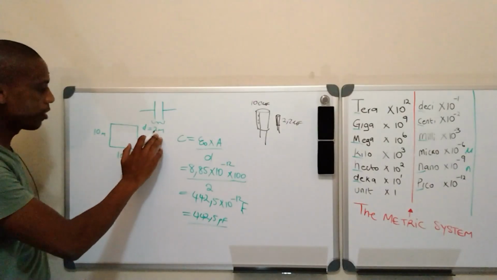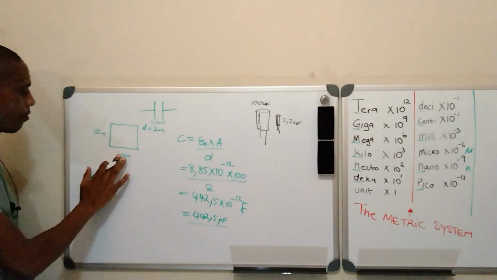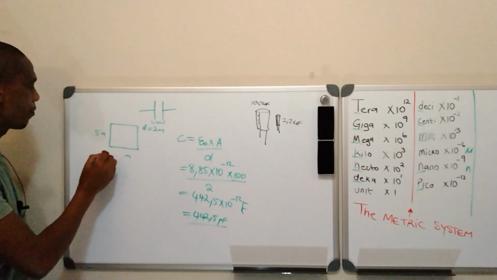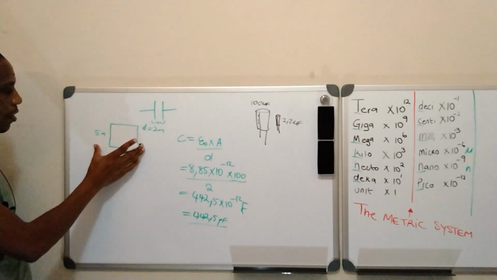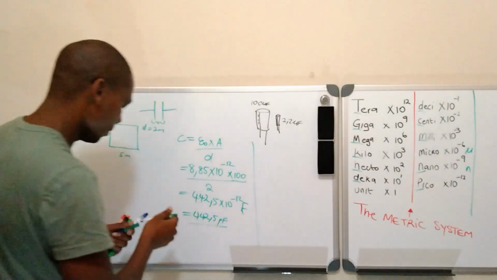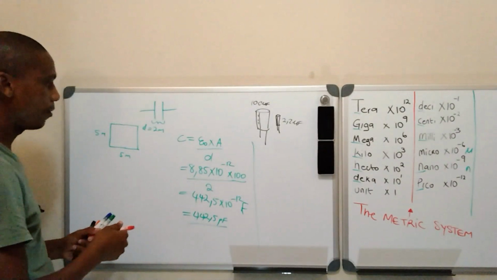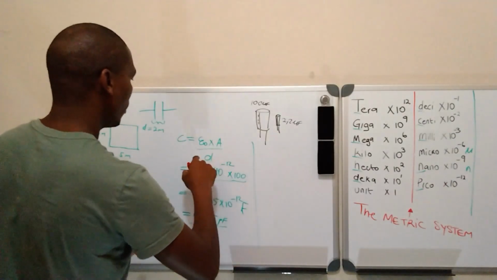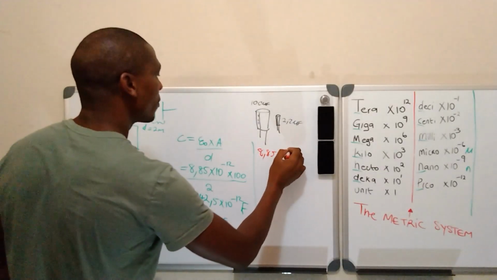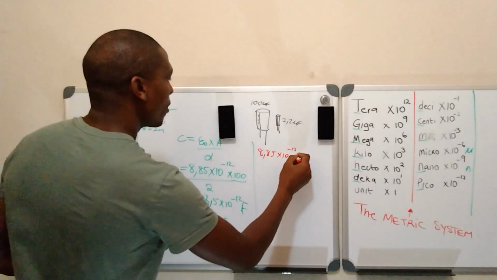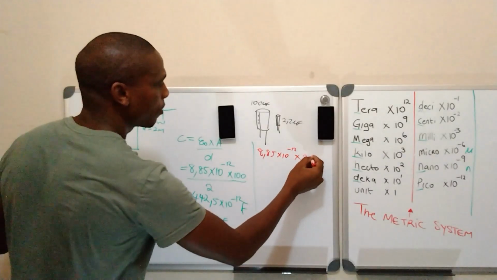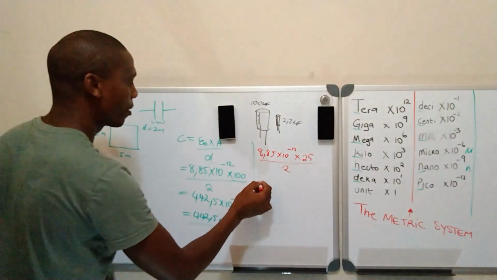Now let's keep the distance the same and just divide these two numbers by 2, so we'll have 5. You see now that the plate is smaller than before. Let's calculate the capacitance and see the difference. The formula is still the same, the permeability is still the same. 8.85 multiplied by 10 to the minus 12, multiplied by 5 times 5, which is 25, all divided by 2, because we keep the distance the same.